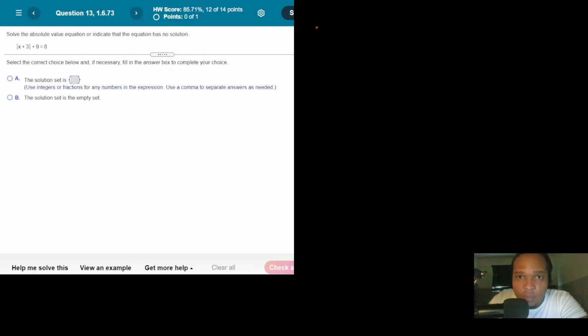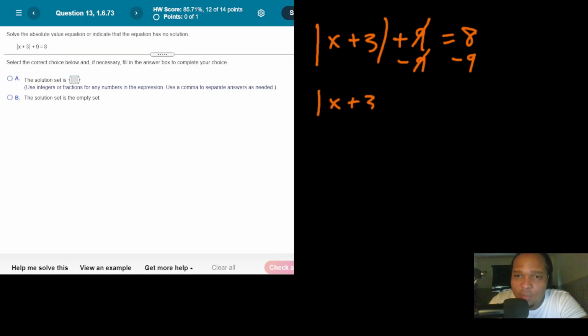We have the absolute value of x plus 3, plus 9 is equal to 8. All right, same routine. We've got to get this absolute value by itself by getting rid of this positive 9. So this is the absolute value of x plus 3 is equal to negative 1.